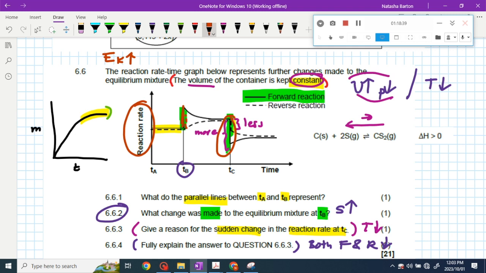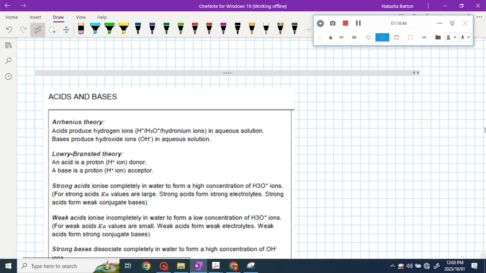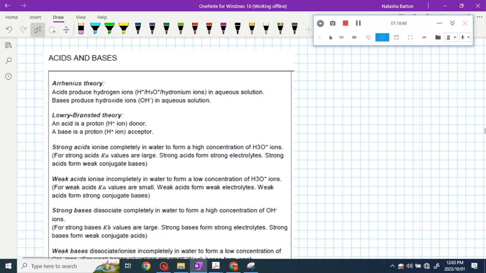Okay, are there any other questions, guys? Okay, let's move on then. The next section is your favorite, acids and bases. This is where the complicated calculations come in.